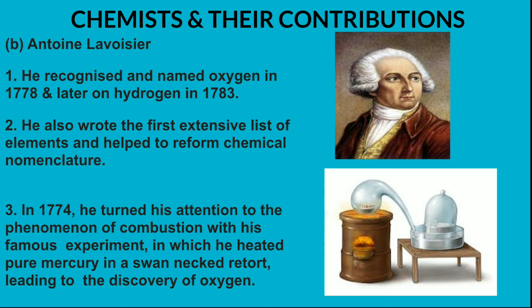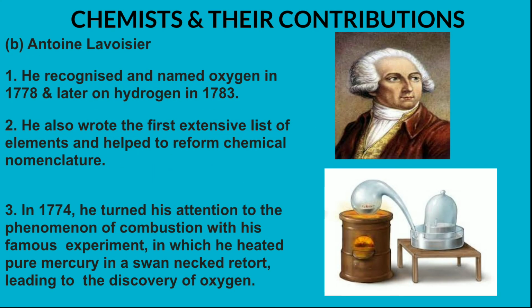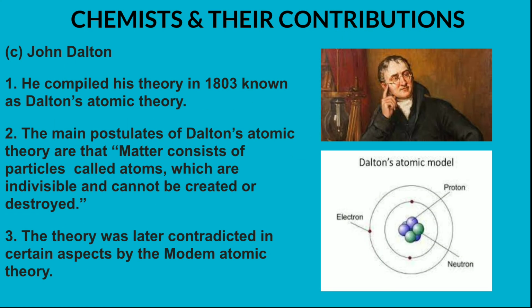Okay, then in 1774, he turned his attention to the phenomena of combustion with his famous experiment in which he heated pure mercury in a swan neck retort, leading to the discovery of oxygen. So he performed an experiment in a swan-necked retort. This is the retort he used. Okay, and he heated pure mercury and he produced what? Oxygen. He discovered oxygen.